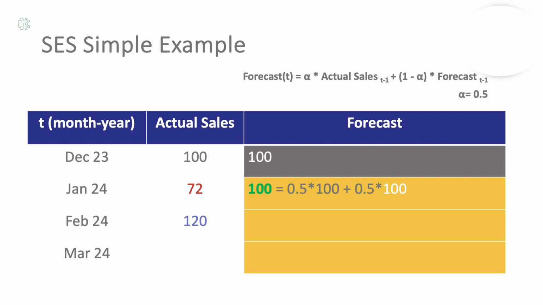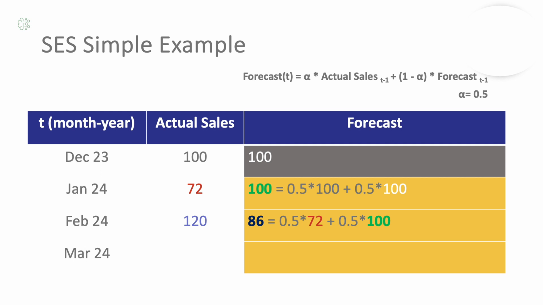Okay, let's check the February 24 forecast creation. Half of the forecast value of February 24 is coming from January 24 sales, and the other half comes from the January 24 forecast. So we have an alpha value 0.5, actual sales for January 24 of 72, plus 1 minus alpha, in this case 0.5, multiplied by the previous period forecast 100. So it will be 72 multiplied by 0.5, plus 100 multiplied by 0.5, equals 86. We have the forecast for February: 86.